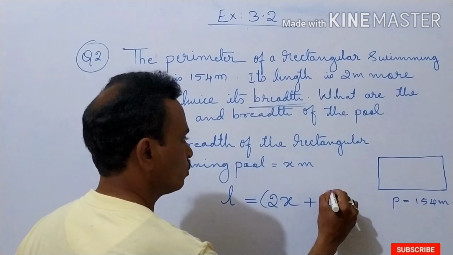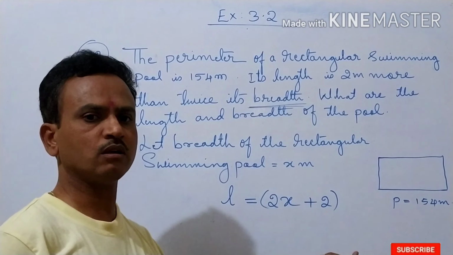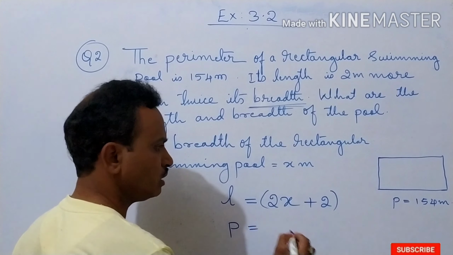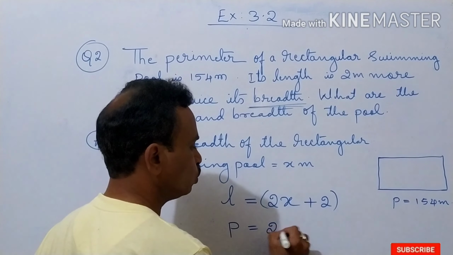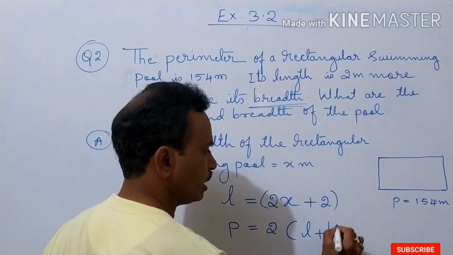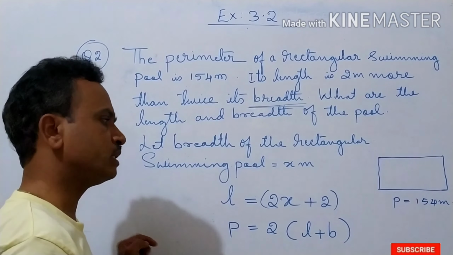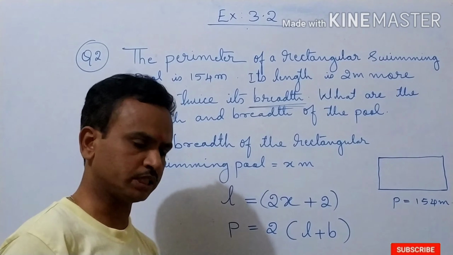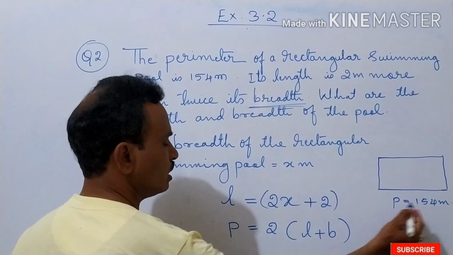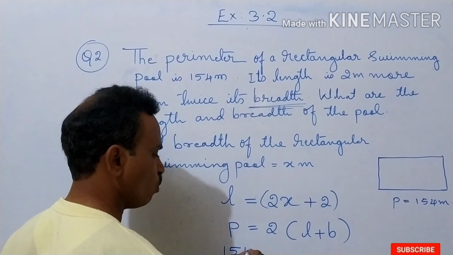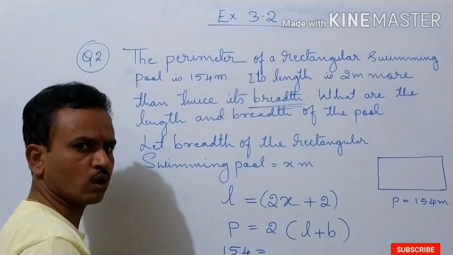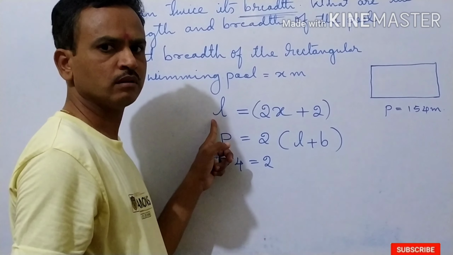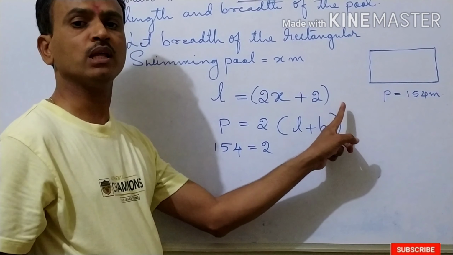Now, what is the perimeter of a rectangle? What is the formula? P, perimeter, P is equal to 2 into L plus B. This is the perimeter of a rectangle because that swimming pool is in rectangular shape. Now P is given here, so you should write here 154. Then this is equal to 2, you should write as it is. Then L, what should we take here? 2x plus 2.